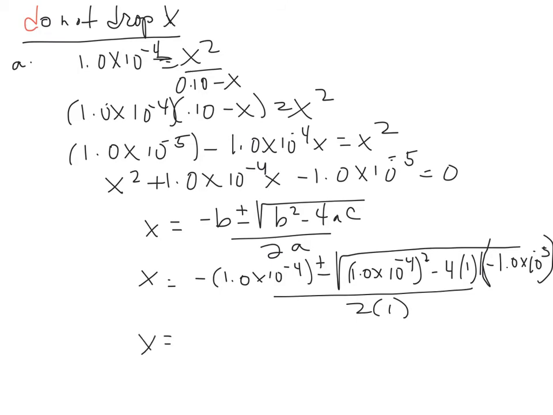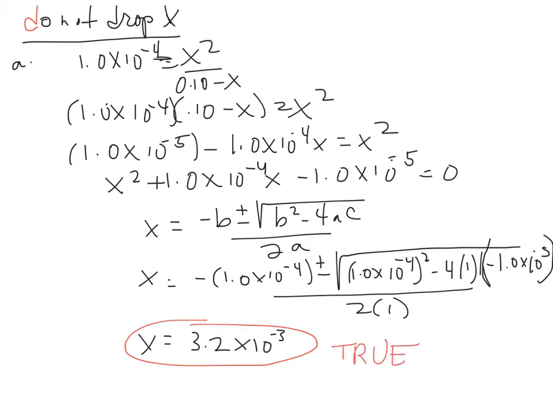When we get through that, we're going to have x is equal to 3.2 times 10 to the minus 3. Okay, so this is the answer using the quadratic equation. This is the true answer. And now we want to compare that to the answer that we got on the last page, which is what we would get if we had dropped x. And if you go back and look, you see that you get the exact same answer.